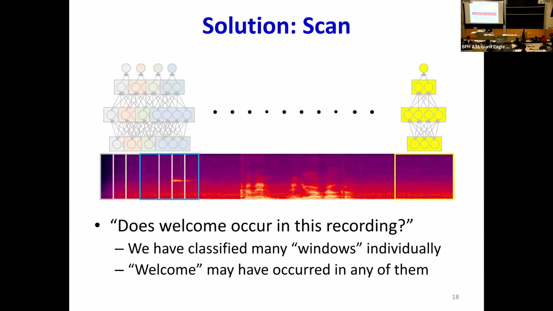But then I have another problem. I have an answer at every one of these locations, but the question to which I'm actually trying to find an answer is, does the word welcome occur anywhere in the recording? So how do I combine these to get that answer?